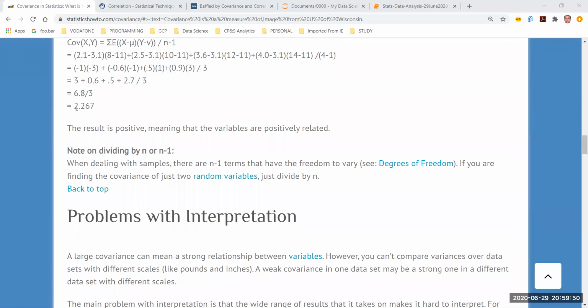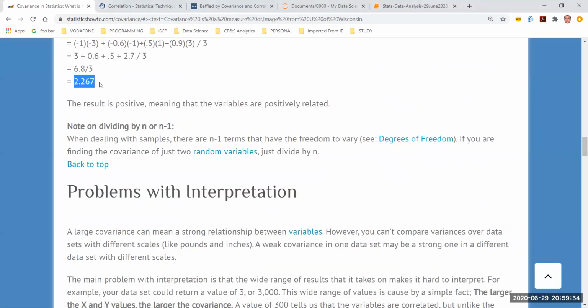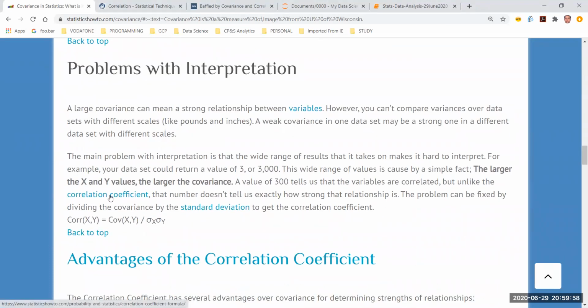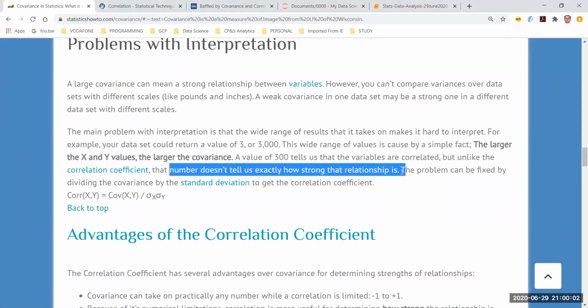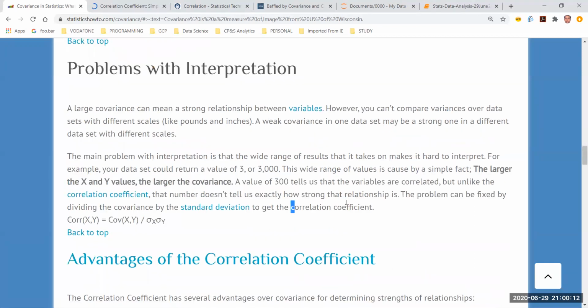the correlation coefficient is the one that we are going to find out. Okay, this is the covariance value. Sorry, we are going to find out the correlation coefficient at a later stage. Now, this number doesn't exactly tell us how strong the relationship is. That is told by the correlation coefficient, right? This problem can be fixed by dividing covariance by the standard deviation to get the correlation coefficient.